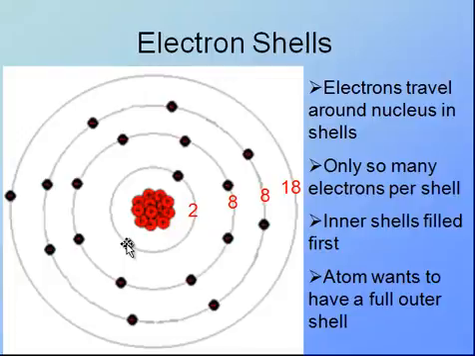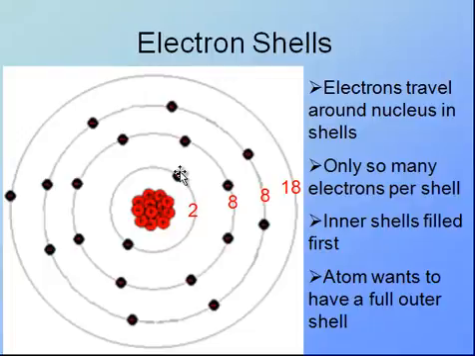That's because you can only put 2 electrons in that shell. So if you had hydrogen, that would have 1 proton, 1 electron. That 1 electron would go right here. If you had helium, that'd be 2 protons in the nucleus, and then 2 electrons in the first shell.